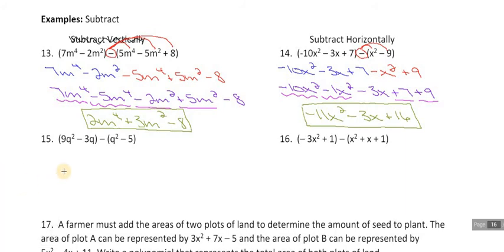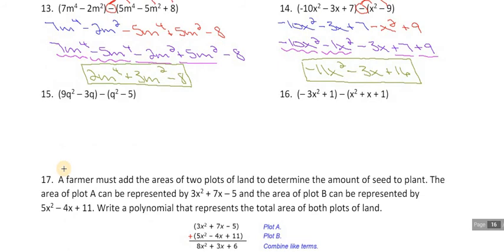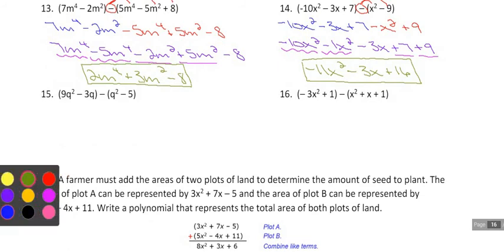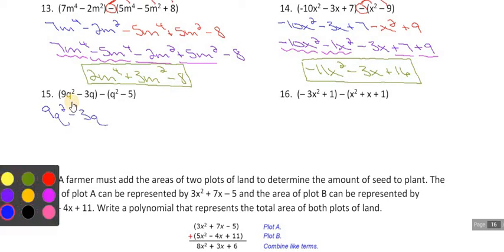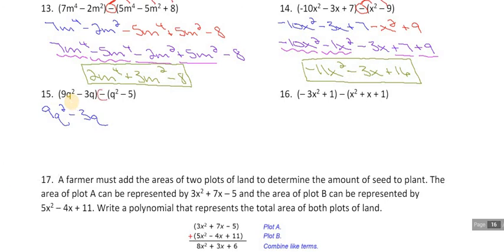Looking at number 15, we will continue with our horizontal subtraction. Again, we leave our first polynomial the same, but we can remove those parentheses. They are no longer needed. So 9q squared minus 3q. And we will distribute our minus sign through. So minus 1q squared. Multiply that negative through to the negative 5 to make it plus 5.